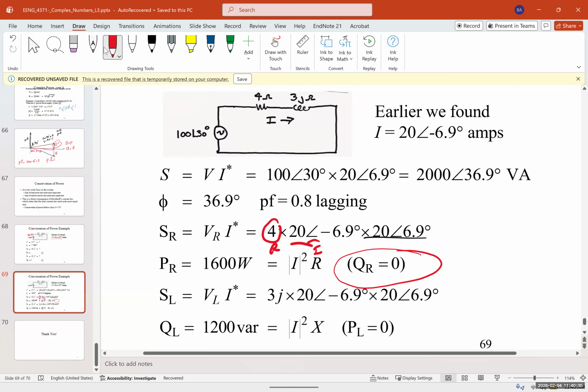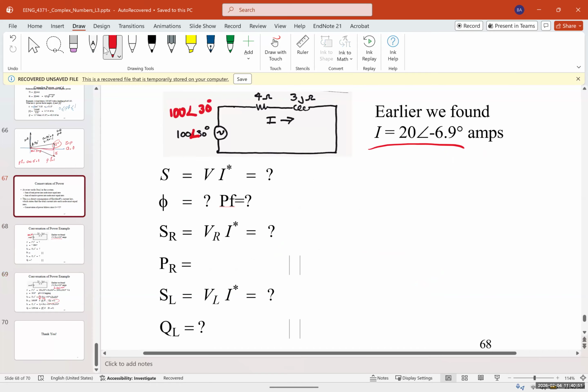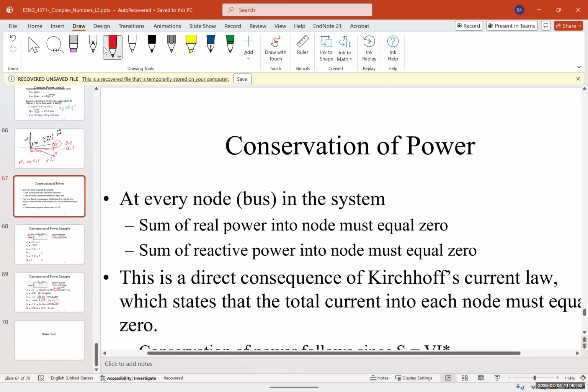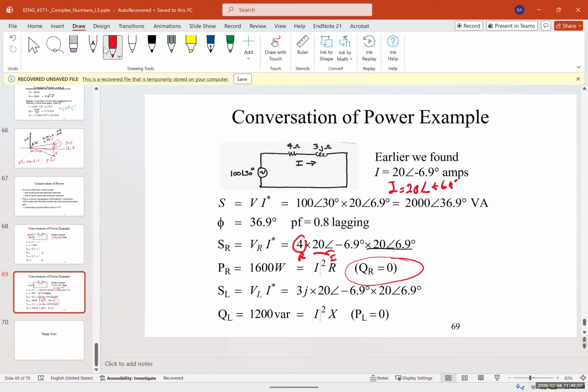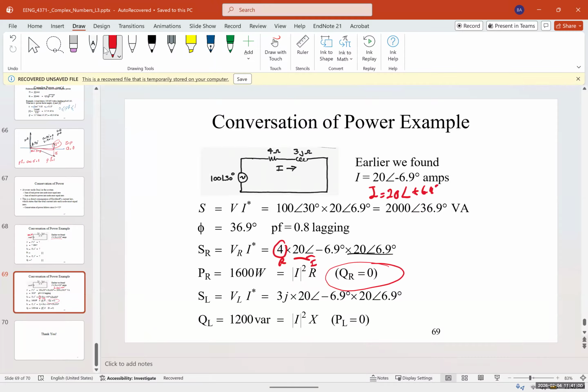20 at -6 degrees. Yes, and the I conjugate would be 20 with a degree of positive 6.9 degrees, times the conjugate. So here we ask for the VL I conjugate, because we wanted to find the conservation of the power. The question was about the conservation of the power. How much power is consumed in it, not how much power is passing through or made out of it.